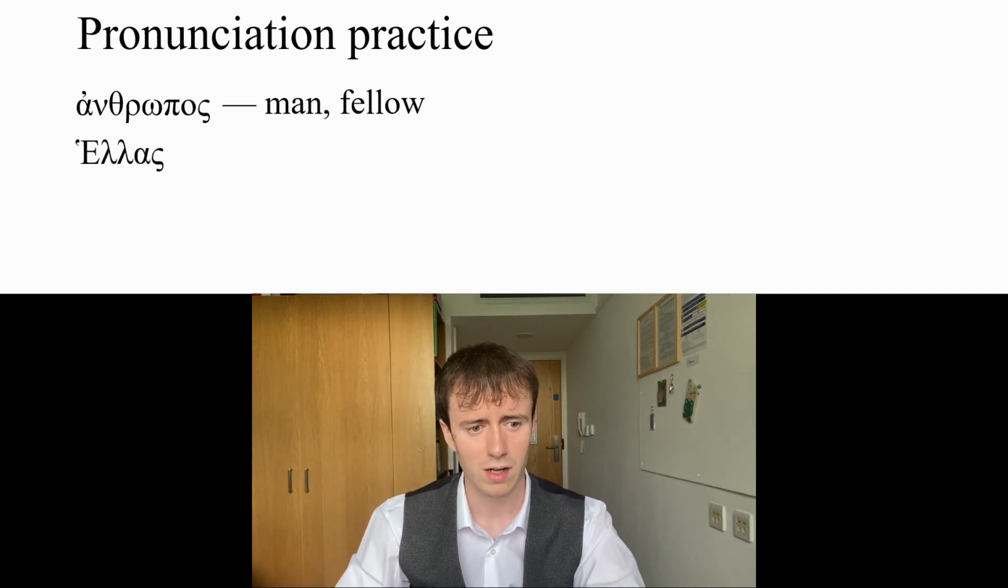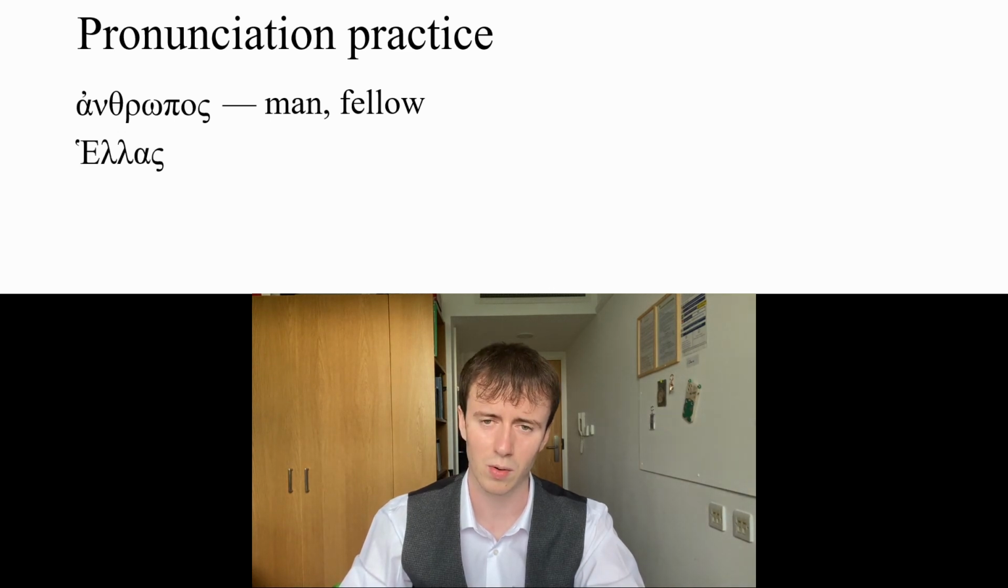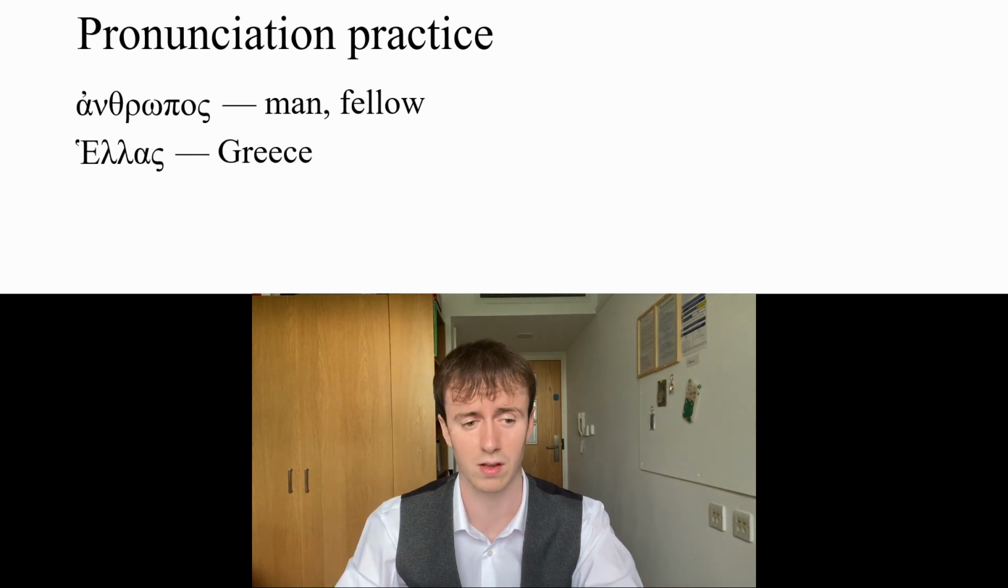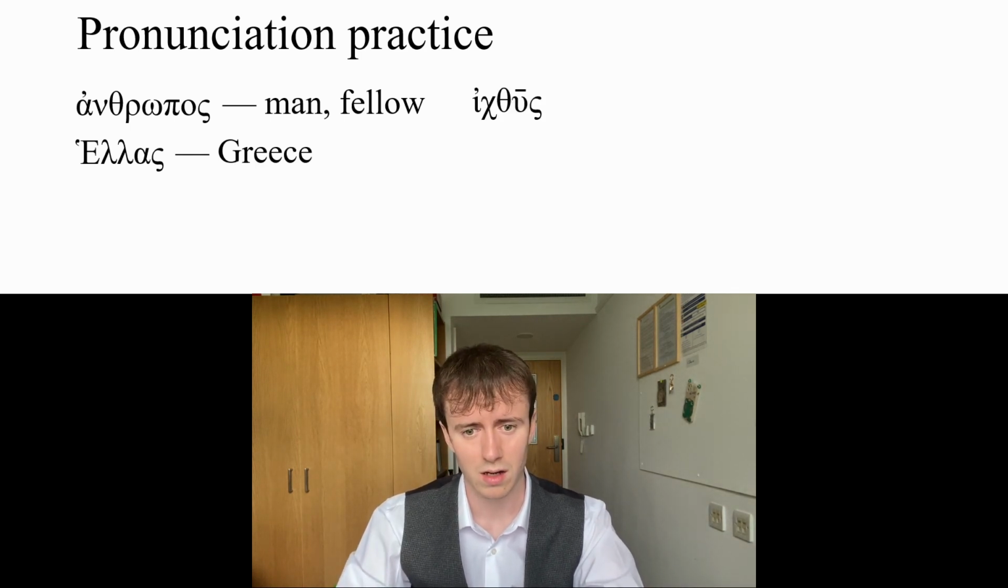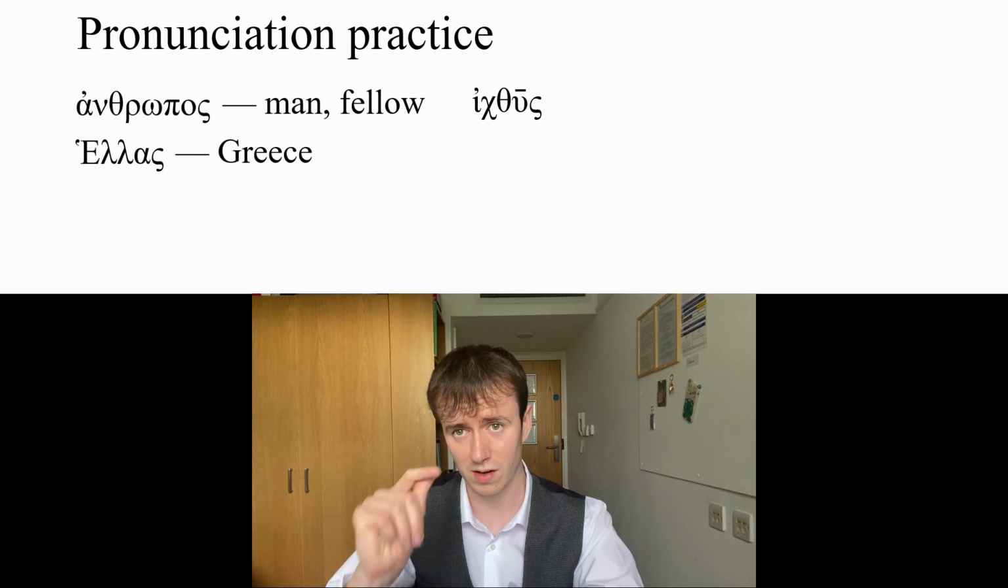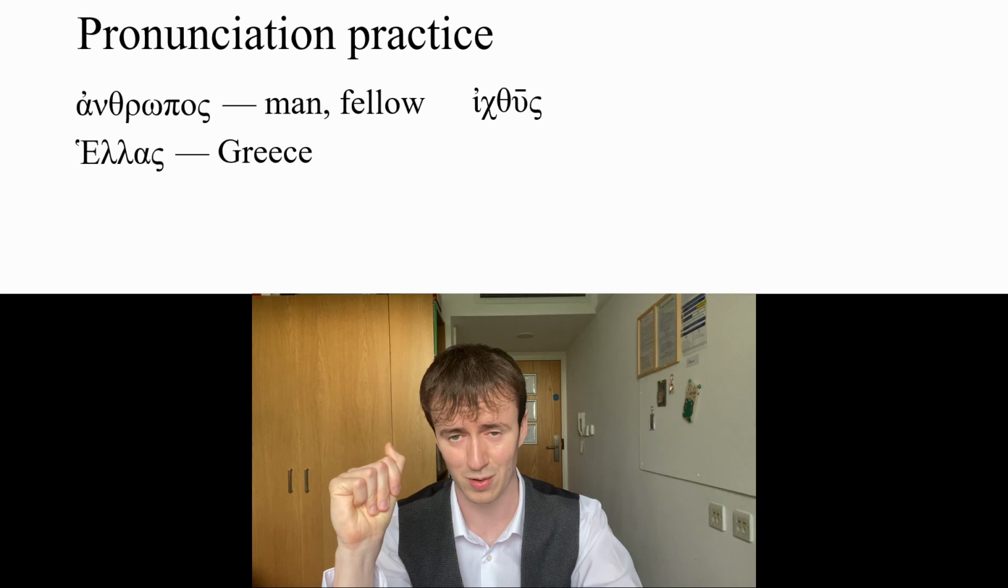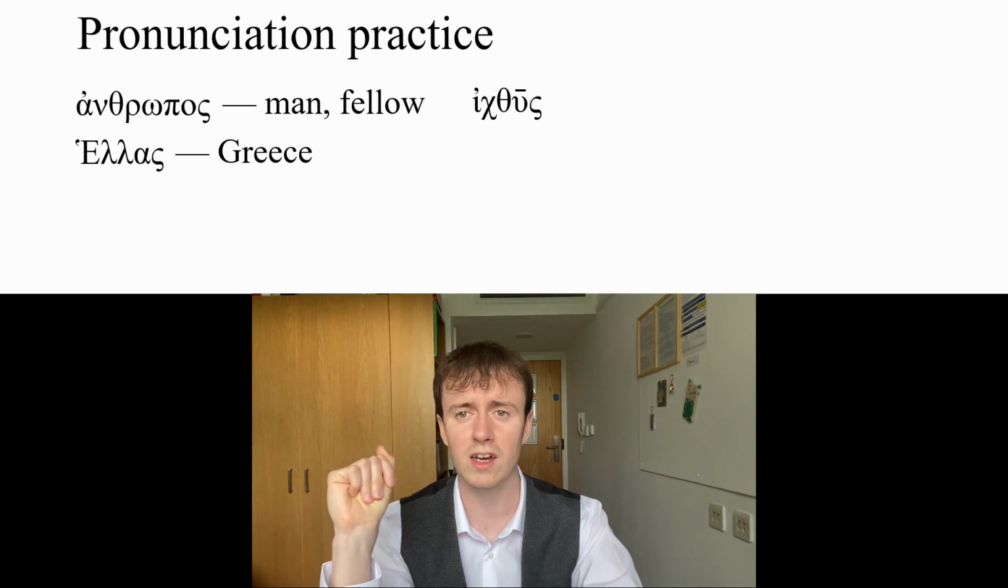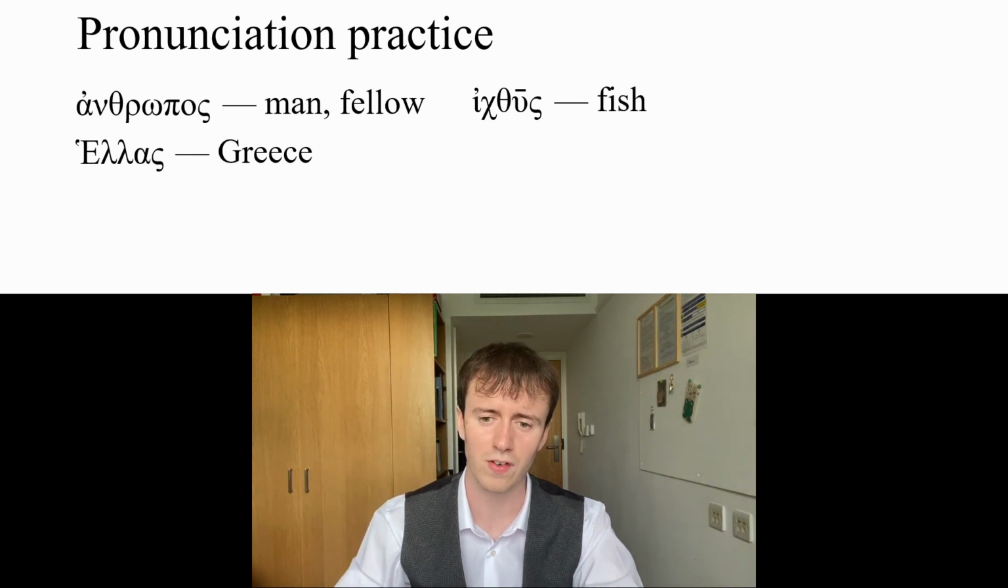The second word is Hellas, which is the noun for Greece, hence why it has a capital epsilon. The third word, you can see we've got iota with a smooth breathing. This is a difficult word as well, so make sure you pause it and try and say it yourself. Ichthus. This means fish.